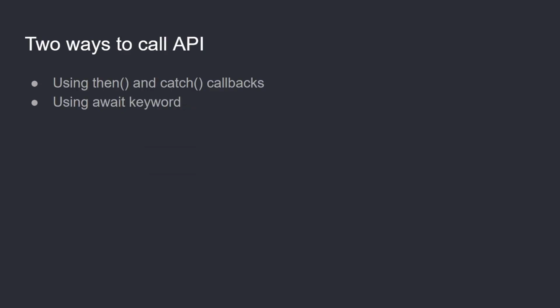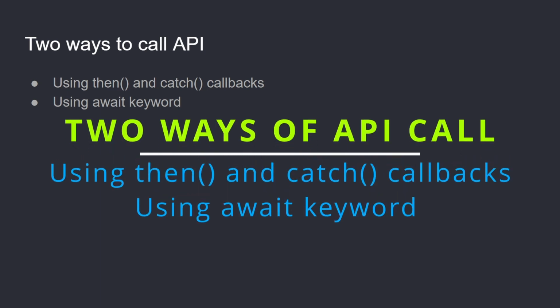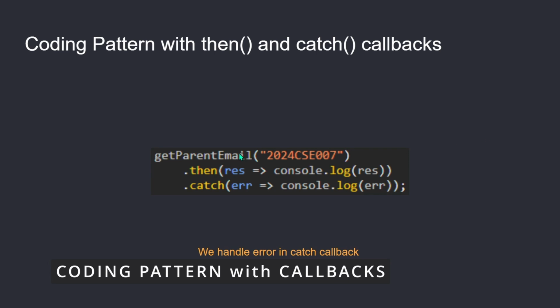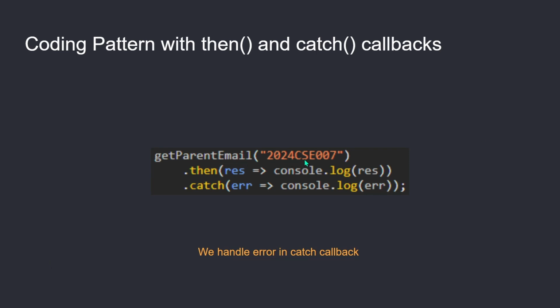Now let's understand how we are going to make a call to that function. There are two ways to make a call to that API. One is using then and catch callbacks, and the second is using the await keyword. So let's understand the coding pattern when we go with then and catch callbacks. Here we write the API call get parent email, we pass some student ID as input, then we write then and catch callbacks. Here we provide a callback that will be executed when the API is successful, which we supply to the then function, and we provide a second callback that will be executed when the API is failing, which we pass to this catch function.